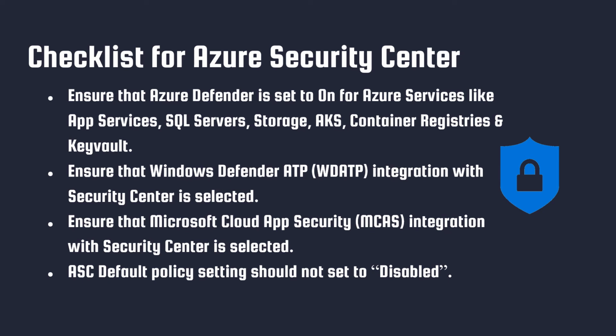The next recommendation is to ensure that Windows Defender ATP integration with Security Center is selected. This integration helps to detect and respond to advanced attacks on Windows Server endpoints monitored by Azure Security Center. The next recommendation is to ensure that Microsoft Cloud App Security integration with Security Center is selected. This setting enables Microsoft Cloud App Security integration with Security Center. It detects unusual or potentially harmful operations in the Azure subscription environment.